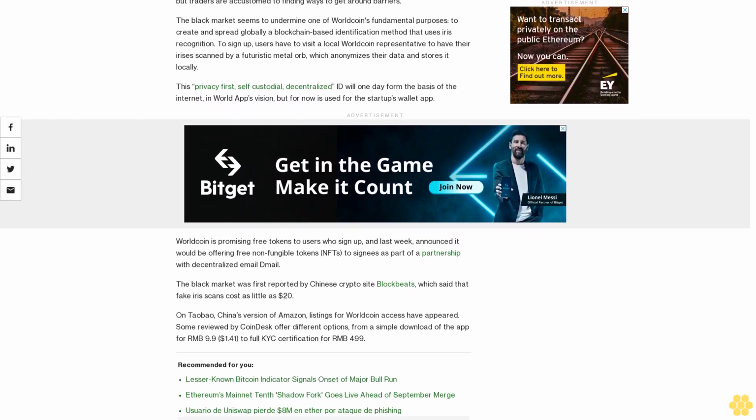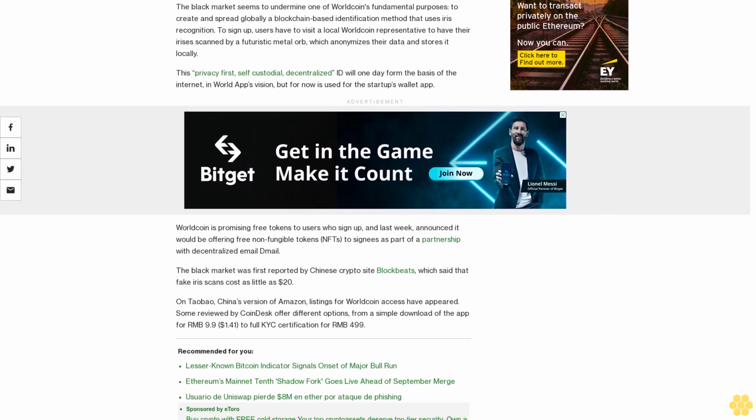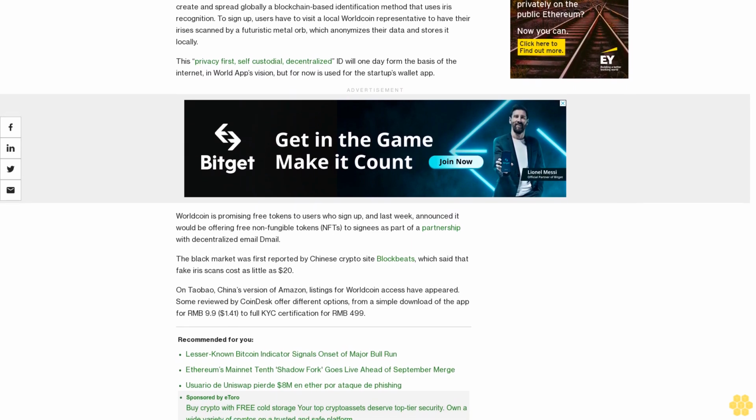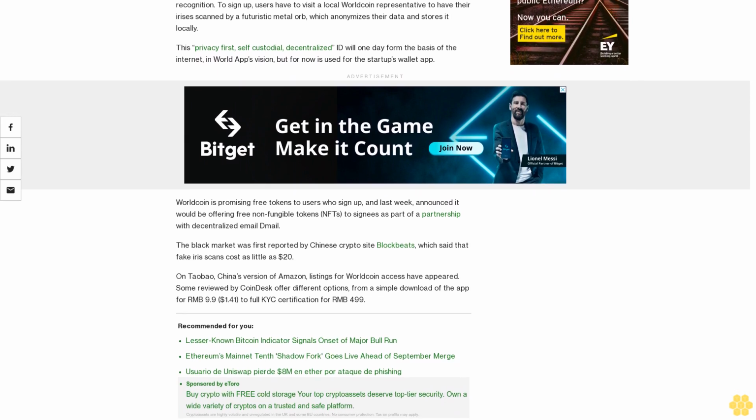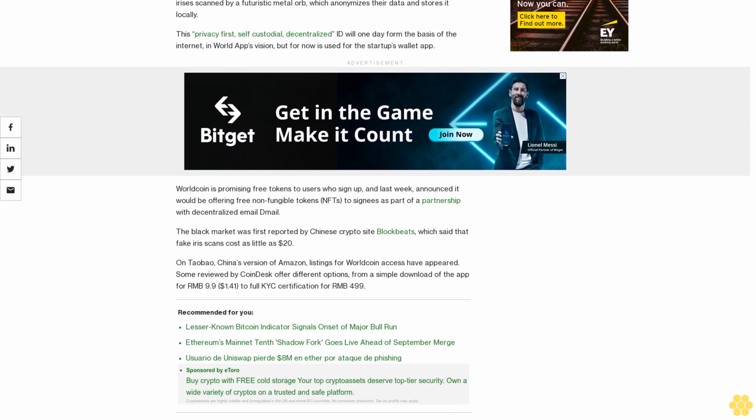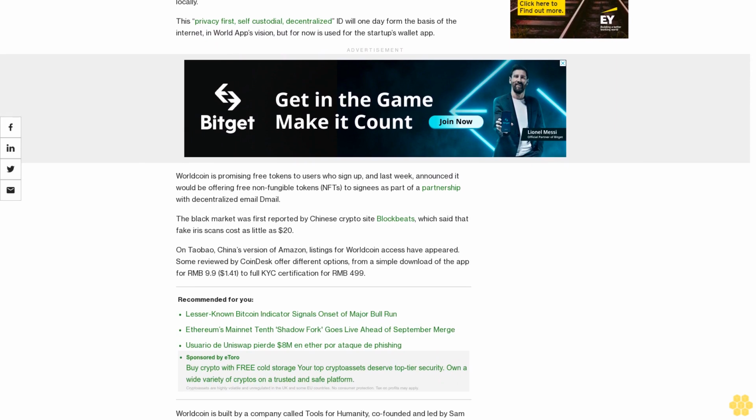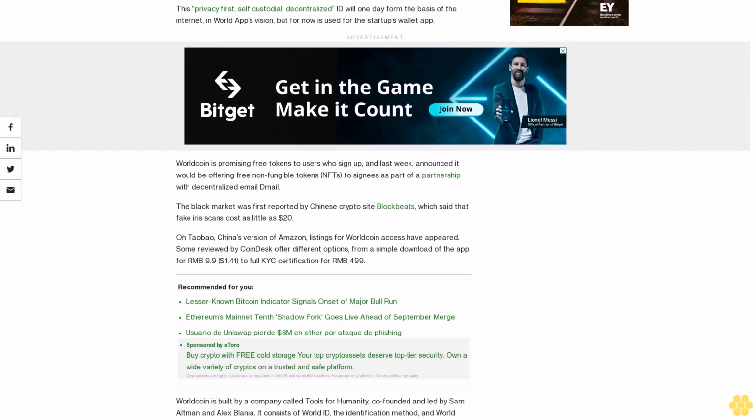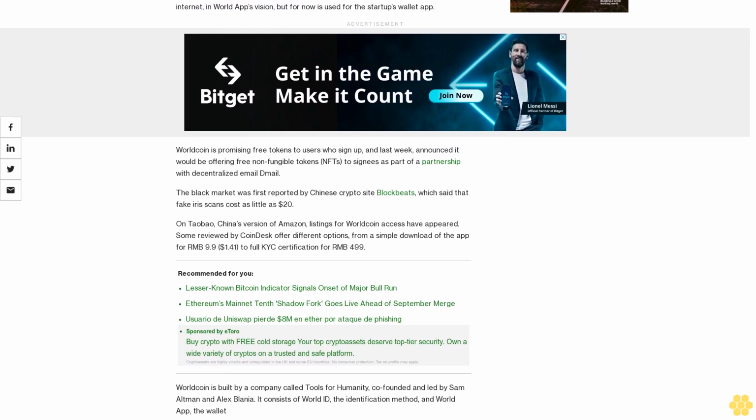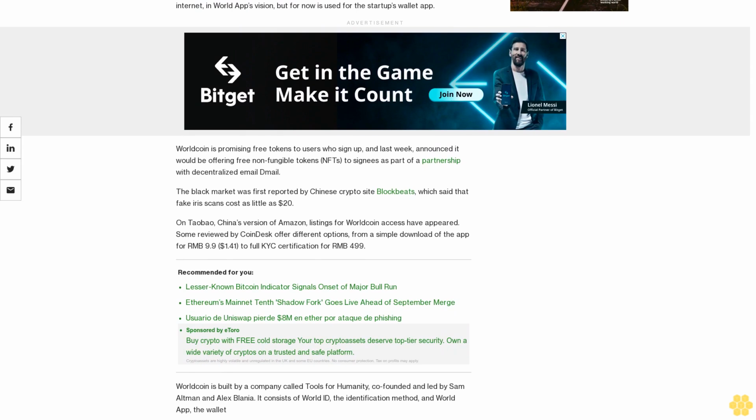The black market seems to undermine one of WorldCoin's fundamental purposes, to create and spread globally a blockchain-based identification method that uses iris recognition. To sign up, users have to visit a local WorldCoin representative to have their irises scanned by a futuristic metal orb, which anonymizes their data and stores it locally. This privacy-first, self-custodial, decentralized ID will one day form the basis of the internet and World App's vision, but for now is used for the startup's wallet app.